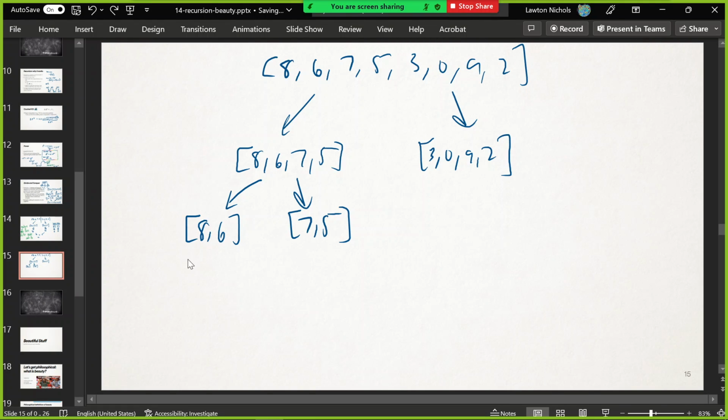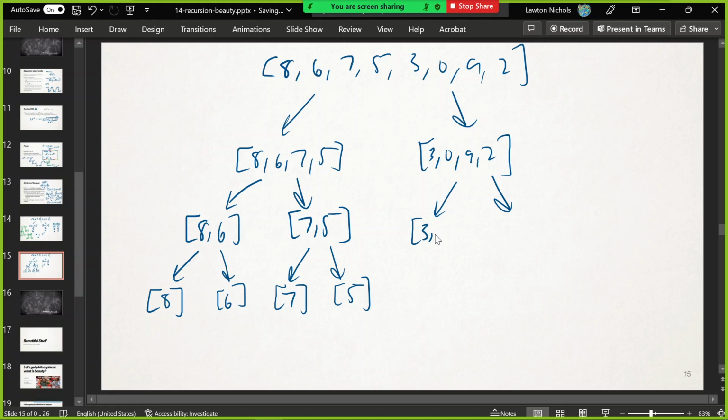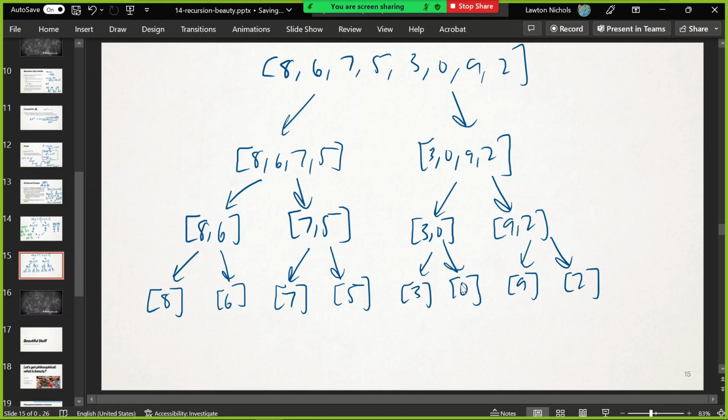Does that make sense? So this is going to be chopped in half to be just the list 8, just the list 6, and then it's going to try and figure out their sums, and then it will add them up together. Okay? And so, likewise, you can pretty quickly see that this is going to go down to 7 and 5. It'll try and do those. This will be chopped in half to the two lists 3, 0 and 9, 2. Then the list with just a 3 in it, the list with just a 0 in it, the list with just a 9 in it, and the list with just a 2 in it.